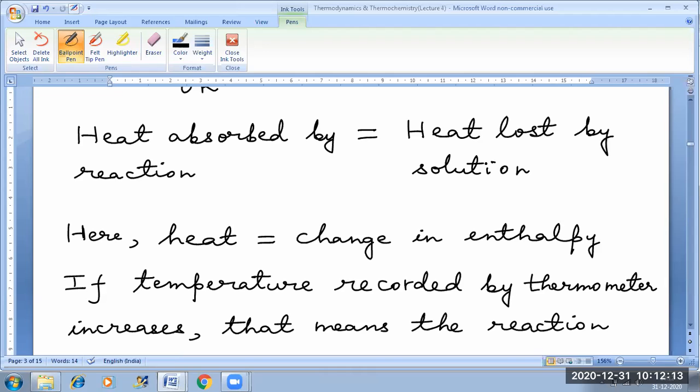Very, very important point: because the pressure is constant, I will say here the heat is equal to the change in enthalpy of reaction, that is delta H.